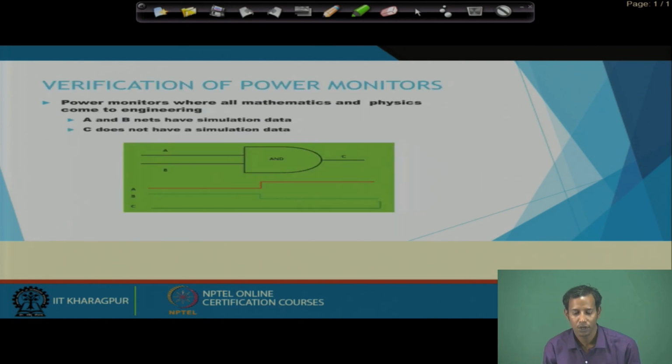So, now how can we actually do this verification of power monitors? These power monitors are where all mathematics and physics come to engineering. Suppose consider that A and B nets have simulation data, but C does not have simulation data.